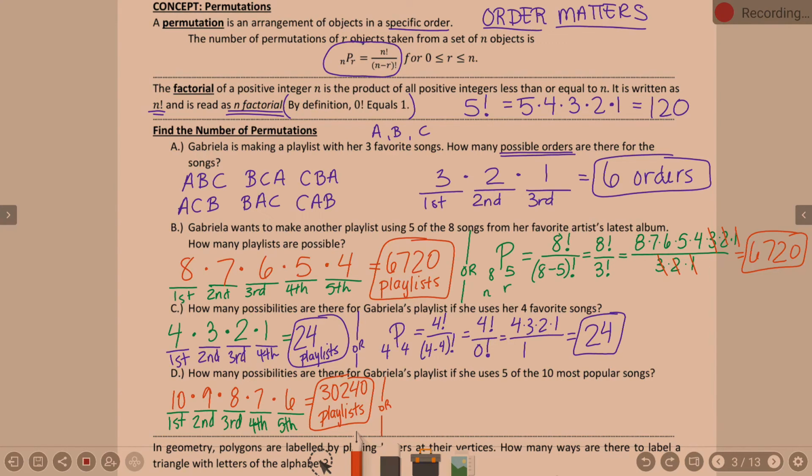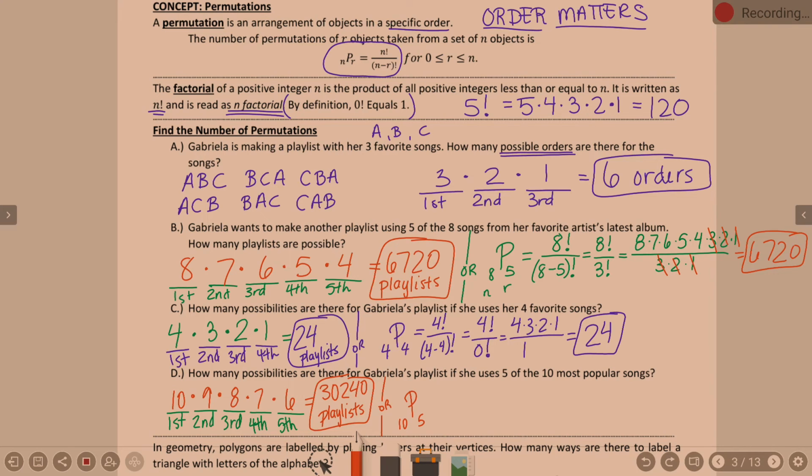Again, I want to try the permutation here. Permutation of what? How many objects picked how many at a time? 10 on the left and 5 on the right. Okay. Permutation of 10 objects picked five at a time.